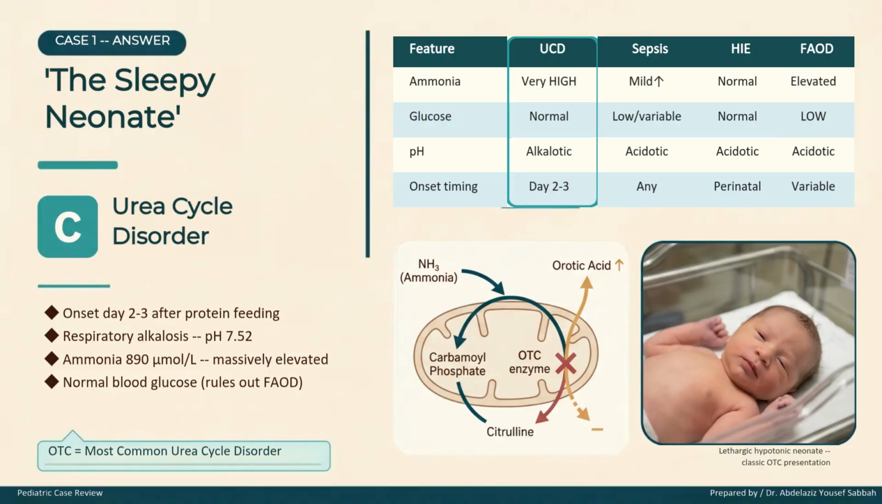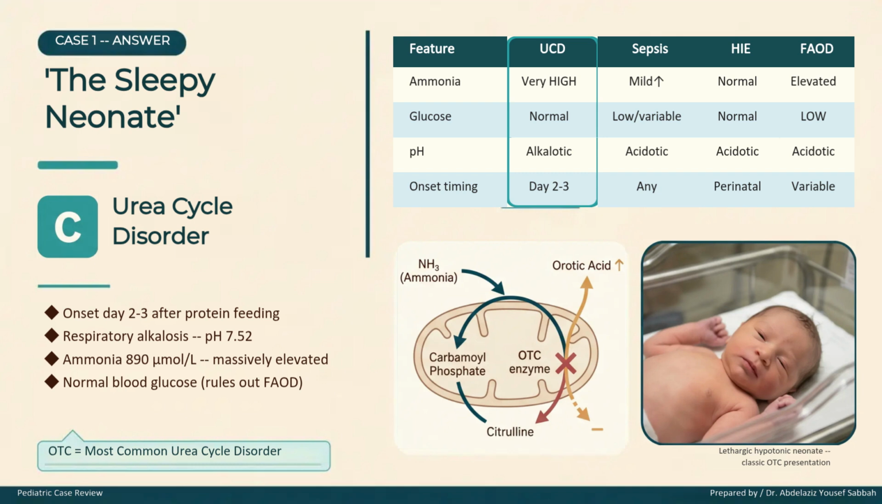The classic OTC story is a symptom-free interval, then onset on day 2 or 3 once protein feeding loads the system with nitrogen. Ammonia stimulates the respiratory center, producing the early respiratory alkalosis, a clue that's easy to miss. The normal glucose argues against a fatty acid oxidation defect, and there's no acidosis to suggest sepsis or an organic acidemia. Look at the comparison table.